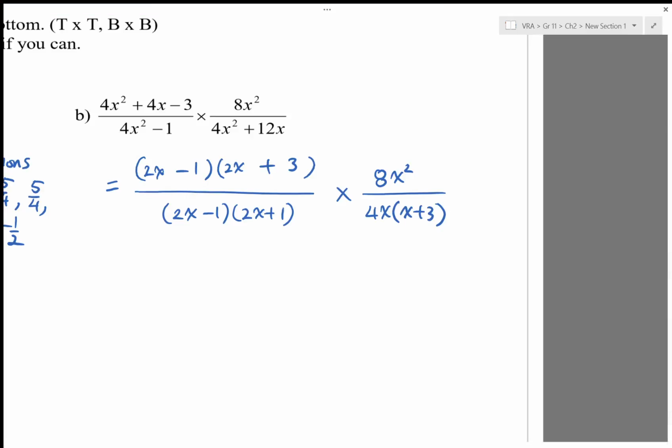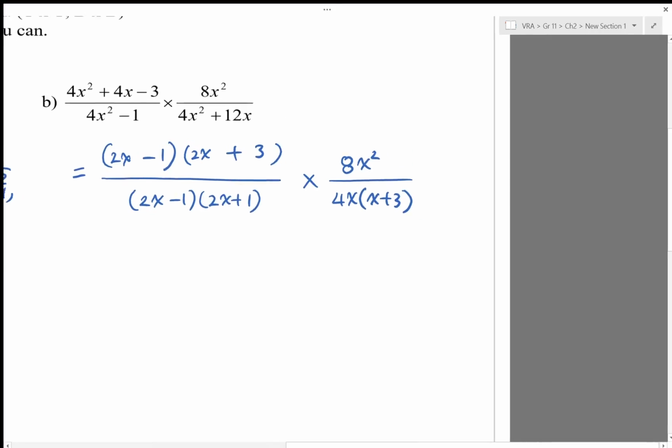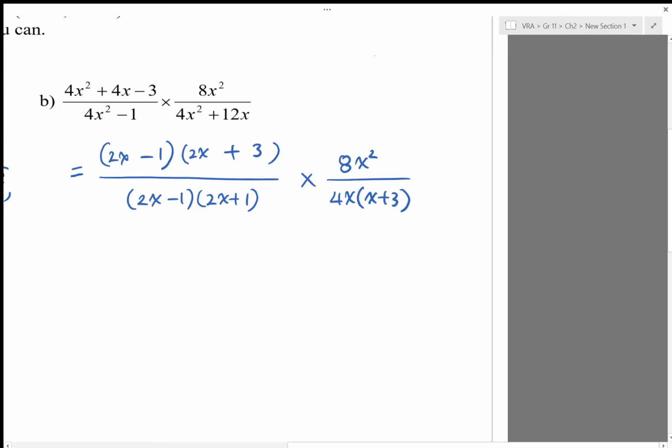Then we have to cancel things around. So I'm going to use red. If you take a look at this, we have 2x minus 1, 2x minus 1. But again, remember, we have to get the restriction first, right? Let's not forget that. So in this case, our restriction is that x cannot be 1 over 2, negative 1 over 2, 0, or negative 3. It cannot be these numbers. So be really careful in terms of canceling.